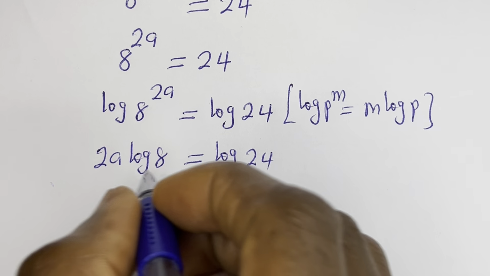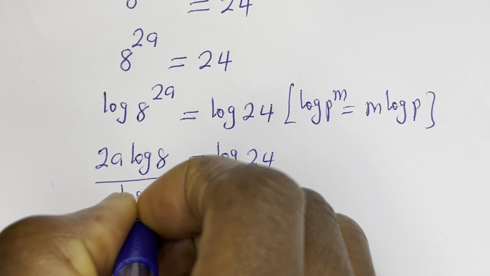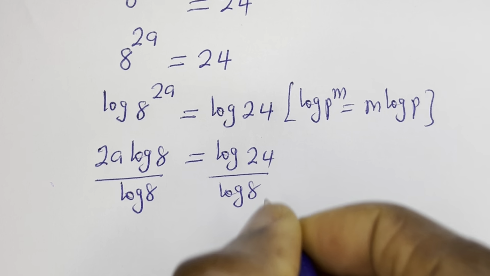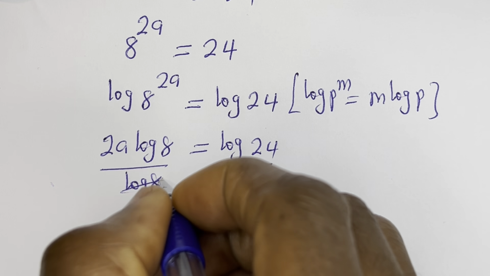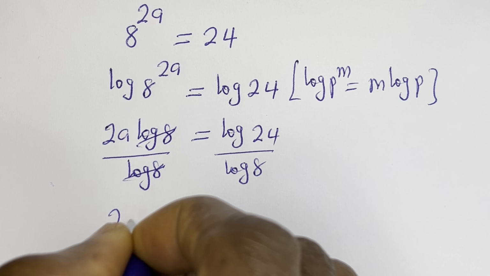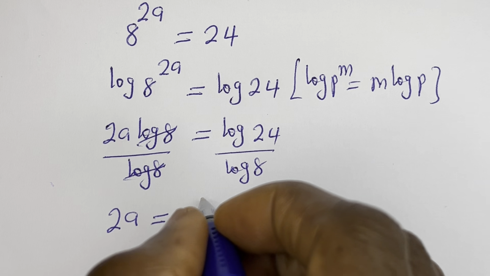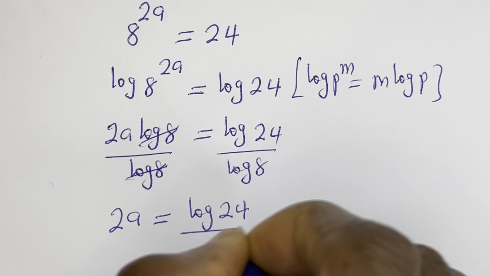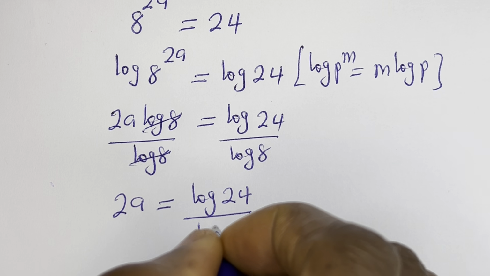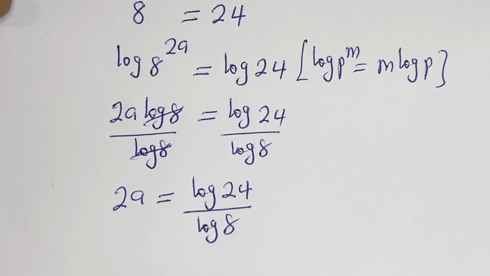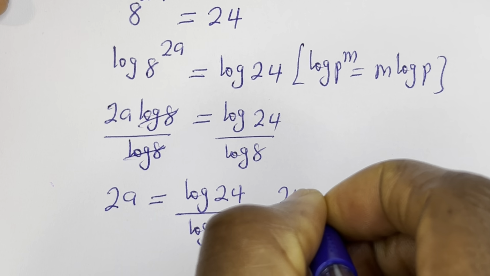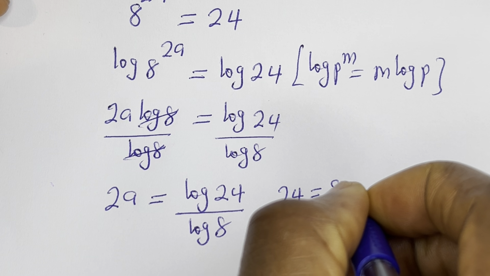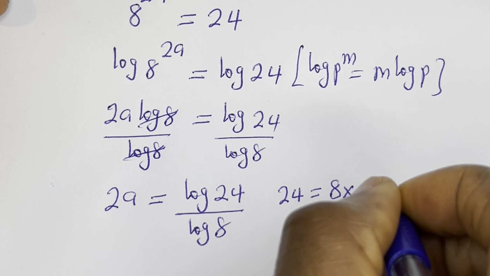Then let's divide both sides of this equation by log 8. This divided by log 8, this divided by log 8. This will cancel this. 2a is equal to log 24 divided by log 8. Then 24 is equal to 8 times 3.